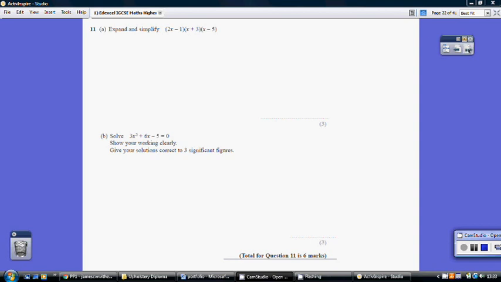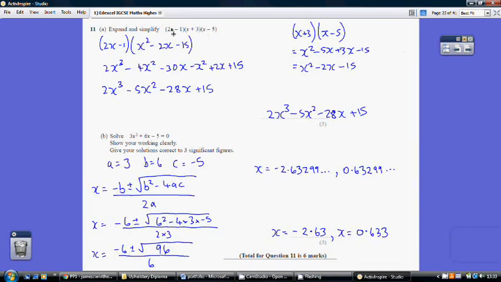Question 11a. So we just have to multiply out these 3 pairs of brackets. Now I've started off by multiplying out brackets 2 and 3. So x plus 3 times x minus 5, which I've done over here as a side working. X times x, x times minus 5, 3 times x, 3 times minus 5. Gather up your middle terms, the x terms, and you get x squared minus 2x minus 15.